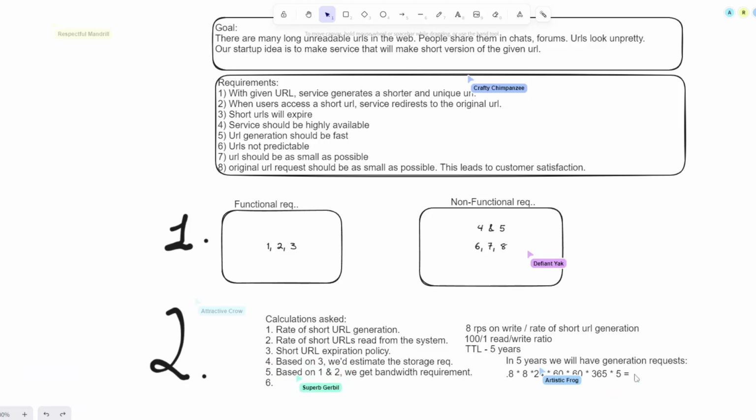46 billion. Can you write it down, please? So in 5 years we have 46 billion URLs. So it is not only the short URL but the long URL and maybe some more metadata as well. This is the number of URL generations in 5 years. Yeah, so it leads us to calculate some storage space.